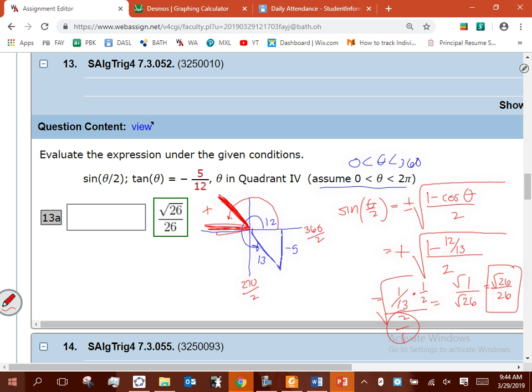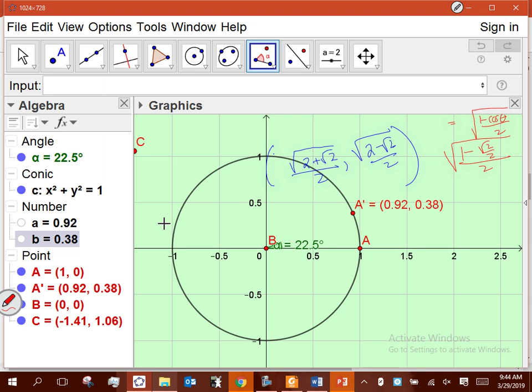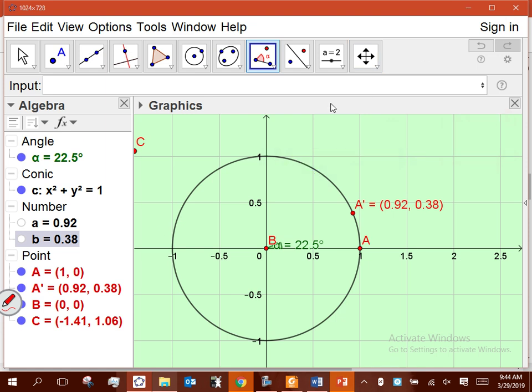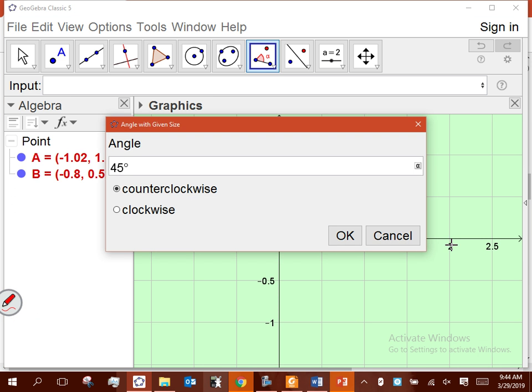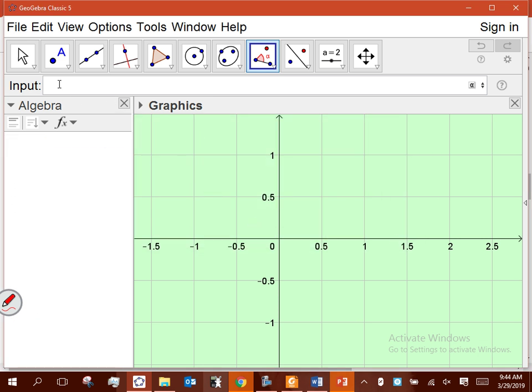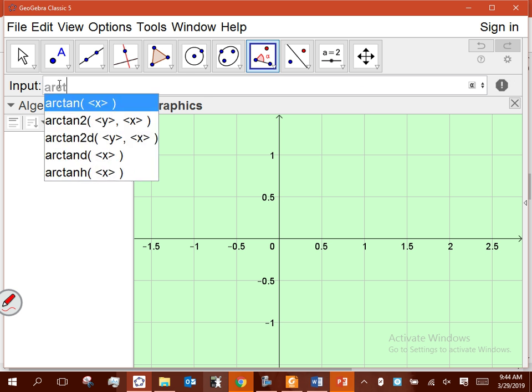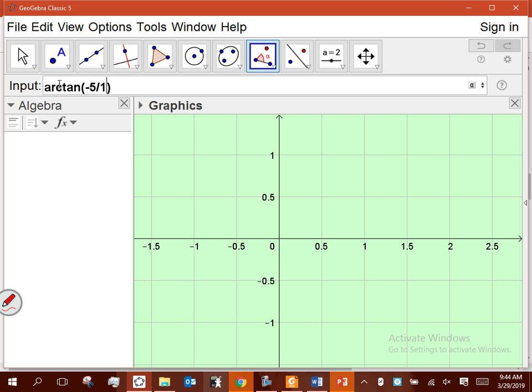If I know the tangent is negative 5/12, the tangent it was negative 5/12, right? So the arctangent of negative 5/12 is going to give me an angle of negative 22.62, right? I want to take that, and I want to add 360 to it, don't I?